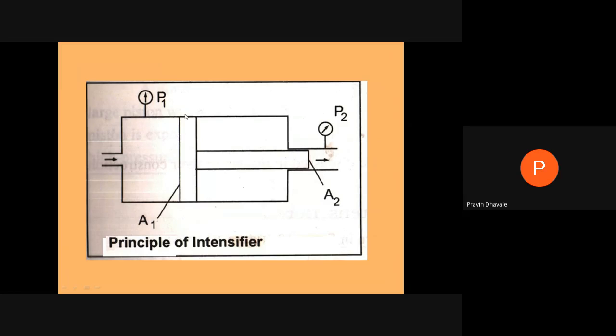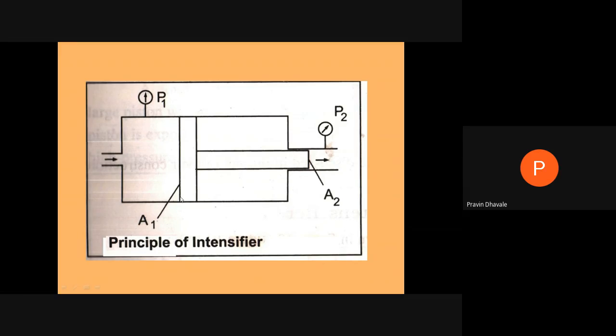Here, this is a simple block diagram of the intensifier. It will show the principle of the intensifier. This is the cylinder, this is the piston, and this is the piston rod. The piston rod again moves through this portion, into another cylinder. Now what happens? We are supplying a low pressure fluid with a high volume on the left hand side of this intensifier. It has the piston area.